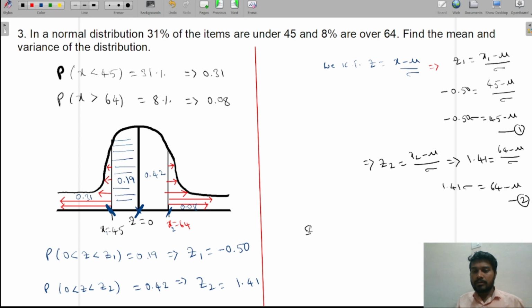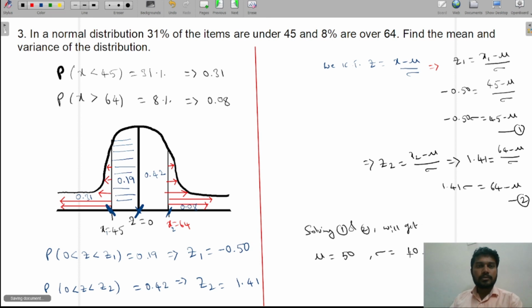So what I'm doing, solving 1 and 2, we will get the value of nu equal to 50 and sigma equal to 10. The standard deviation is 10, hence proved, right? So we wanted to find the mean and standard deviation of the normal distribution. Yes, so these are the values for the given question.